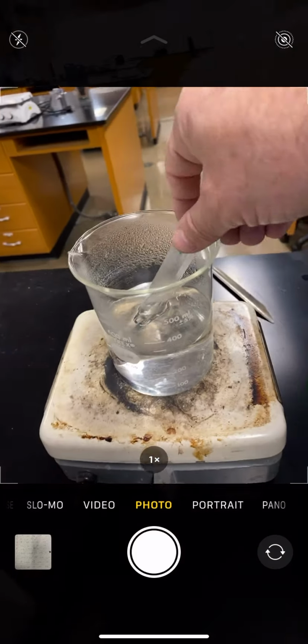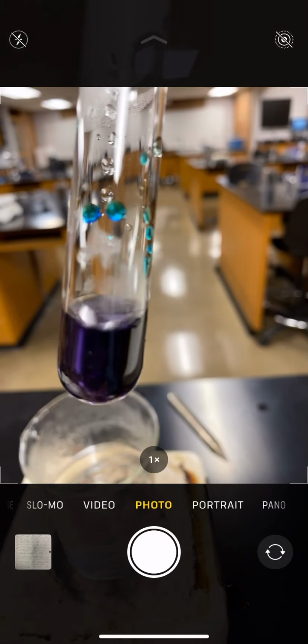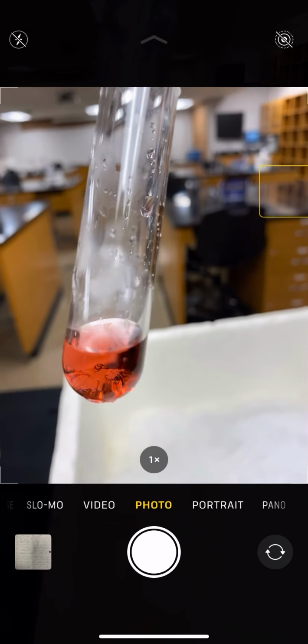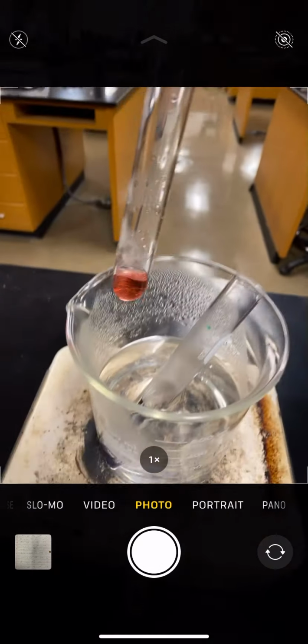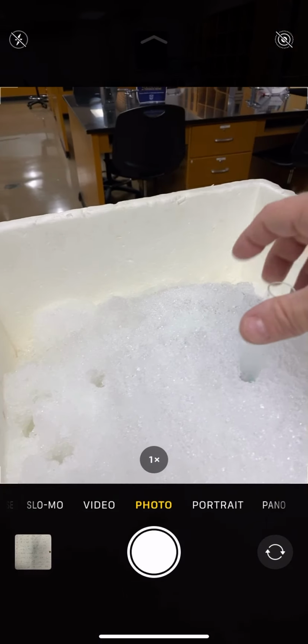What does it look like in the hot water? It turned almost purplish blue, like a purple blue color. And what does it look like in the ice? Yeah, it's kind of that peachy pink in ice. So is it reversible? Well, I'm going to take the one from the ice and put it in the hot water, and one from the hot water and put it in the ice, and we'll see if it changes colors.